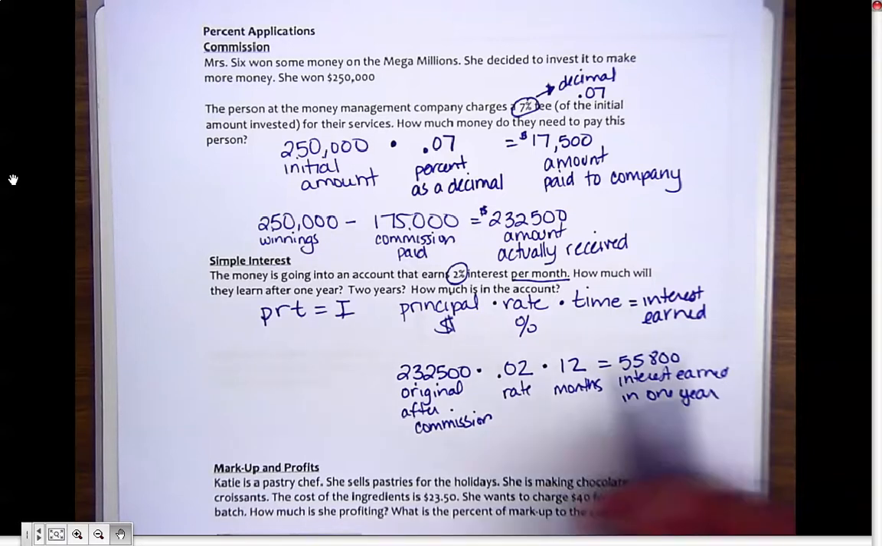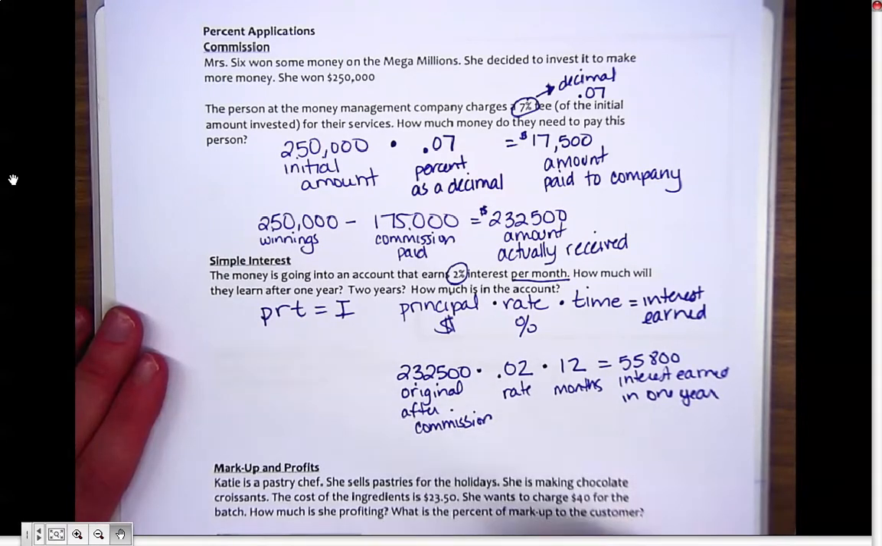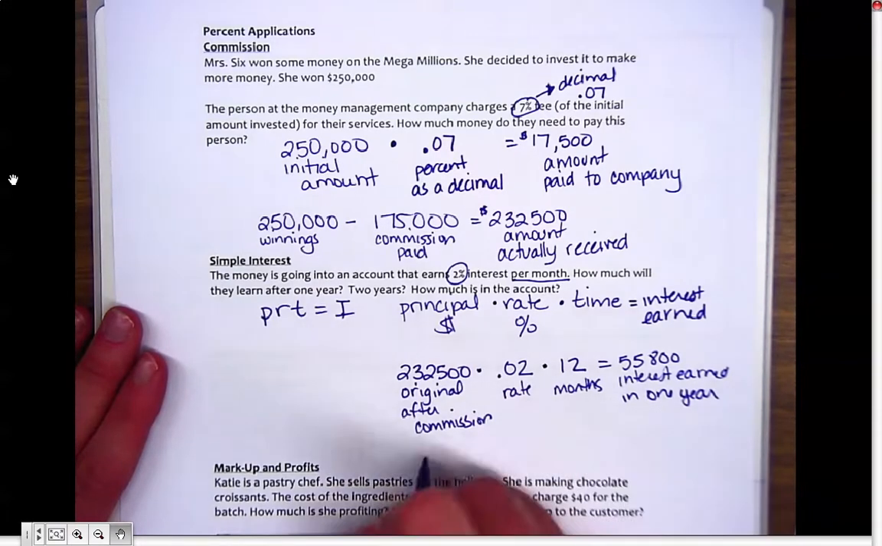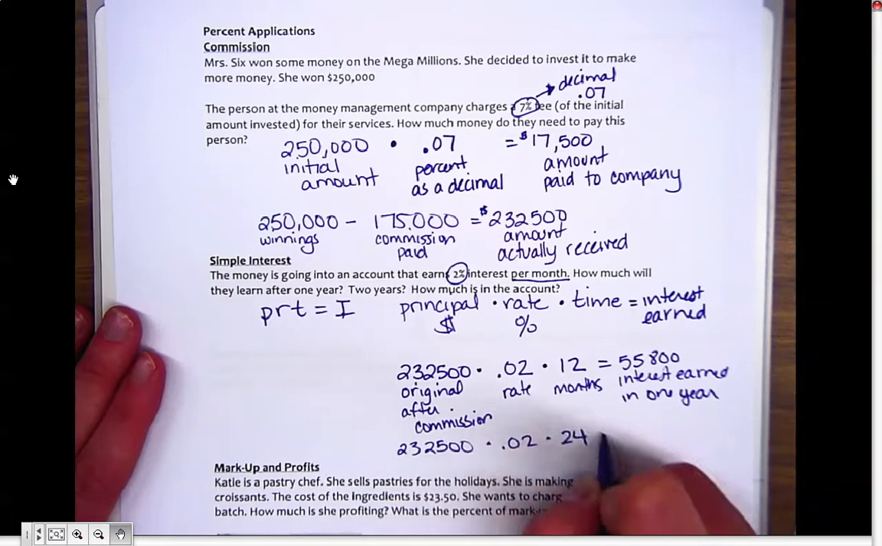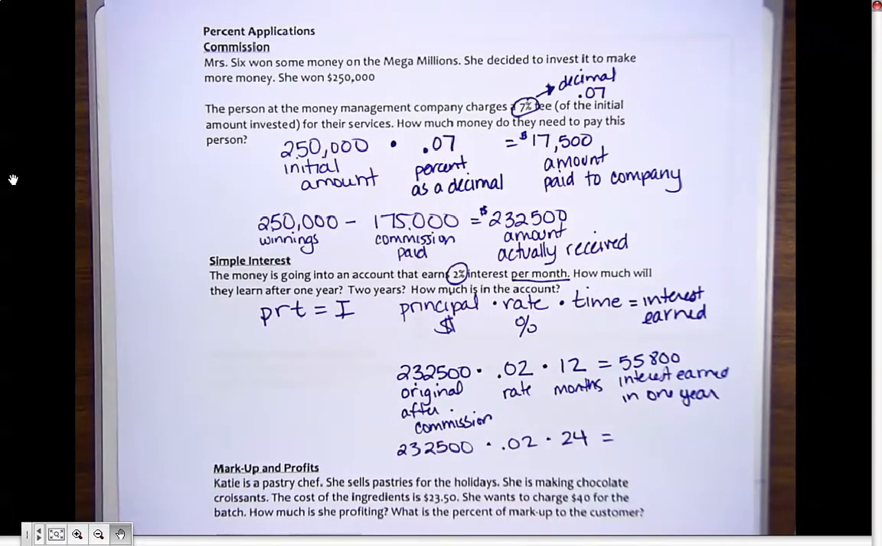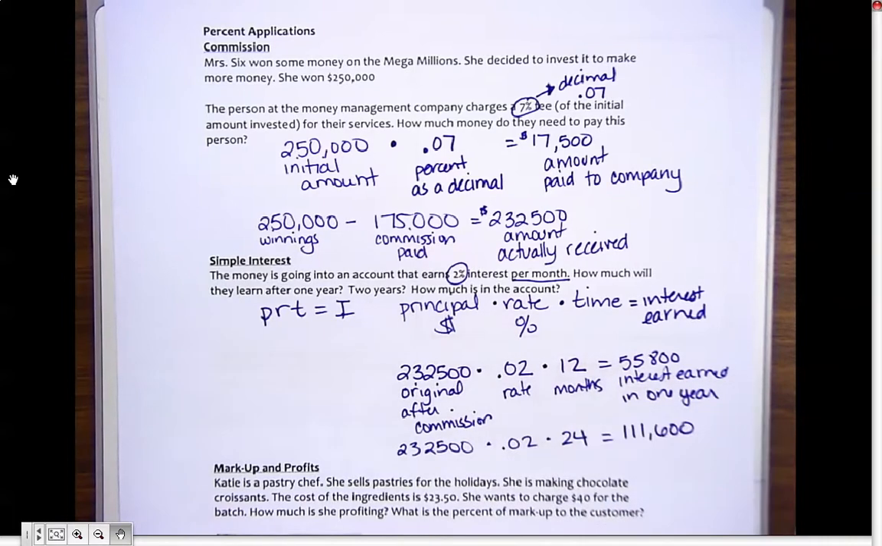So let's just go ahead and, now the way interest actually works is there's compound interest, but we're just looking at simple interest, okay? So we'll just go ahead and change this to 24 months. So we'll look at our 232,500 times 2% times 24 months. And that's going to give us $111,600. So that's the amount earned.